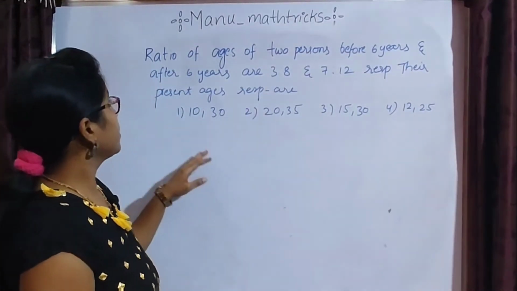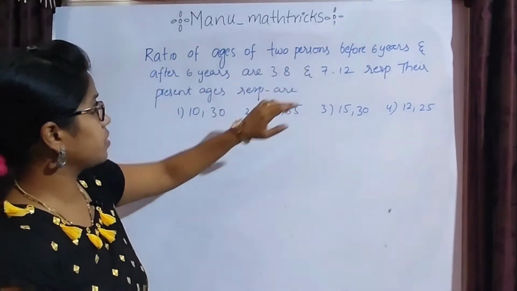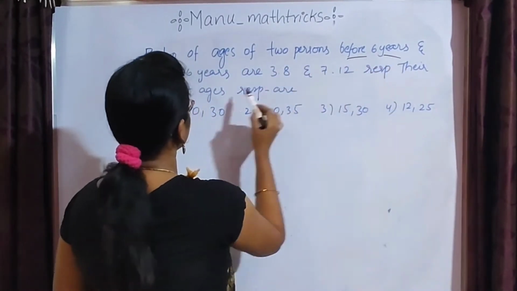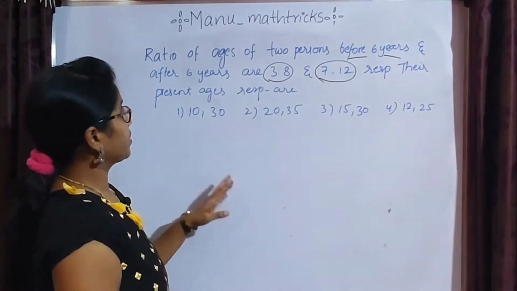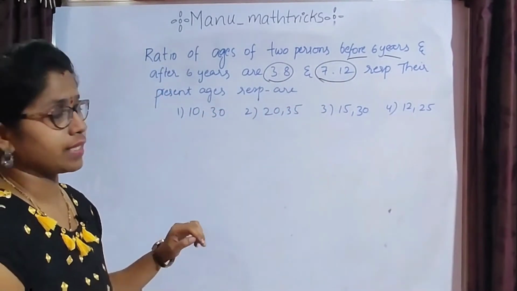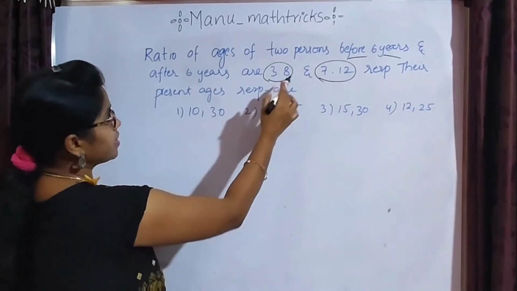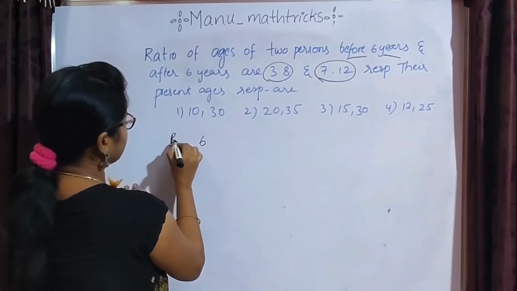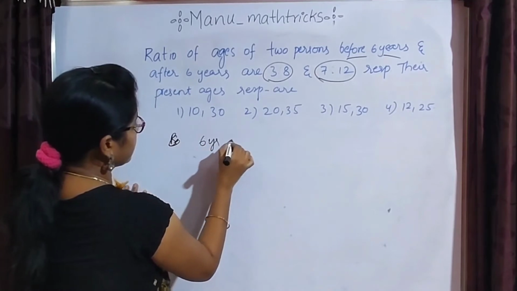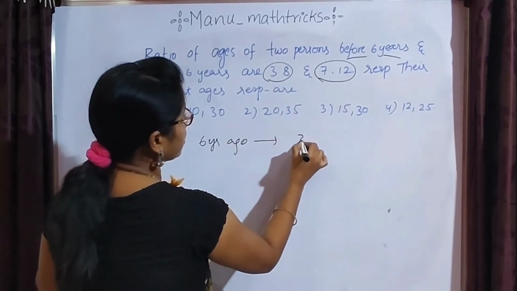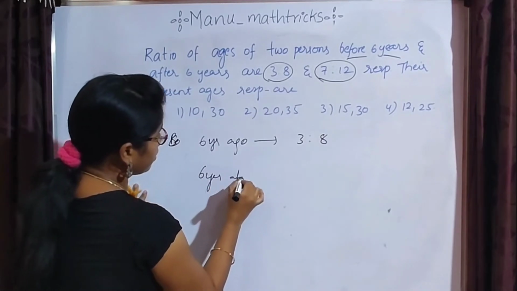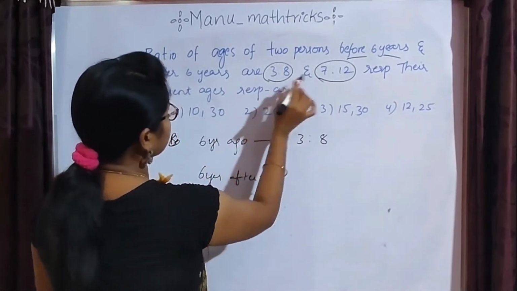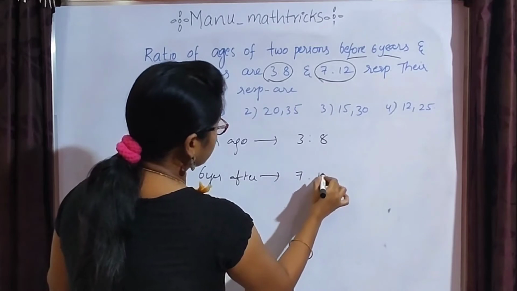Now look at this question. He's saying the ratio of ages of two persons before 6 years and after 6 years are 3 is to 8 and 7 is to 12 respectively. Their present ages respectively are. This is a very easy question. He is saying before 6 years, that is 6 years ago, the ratios are 3 is to 8. 6 years after, the ratios are 7 is to 12.